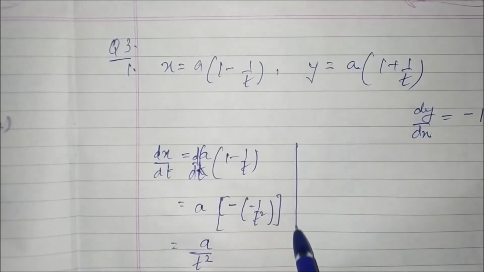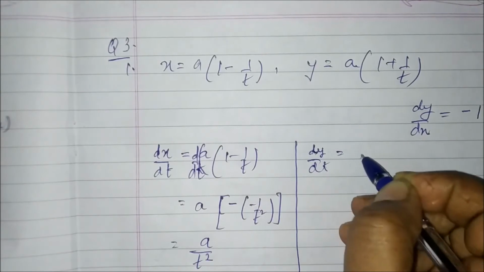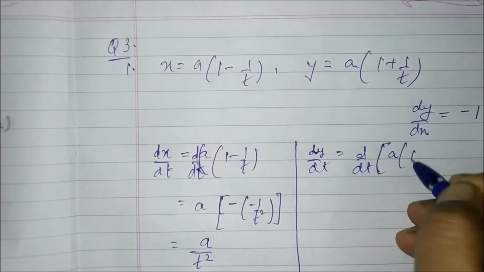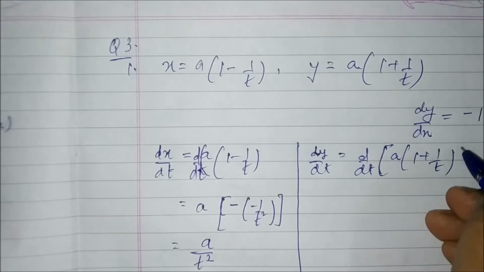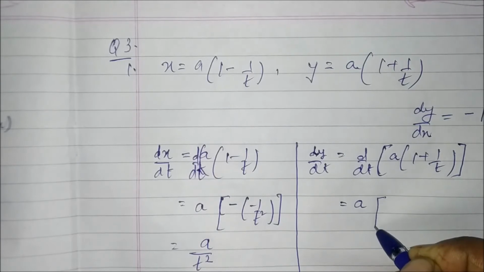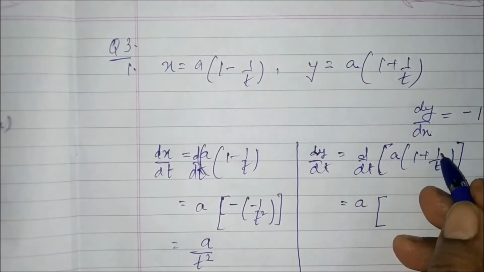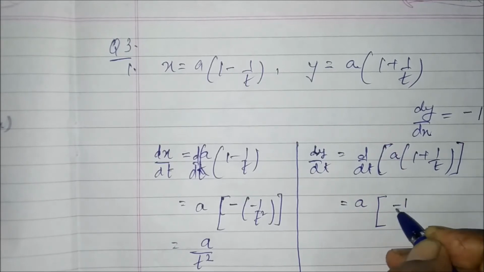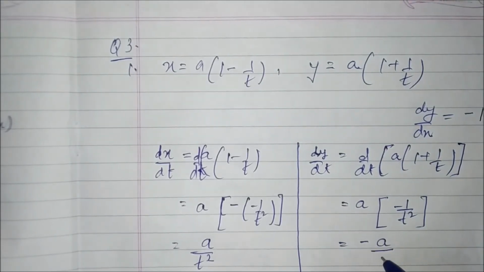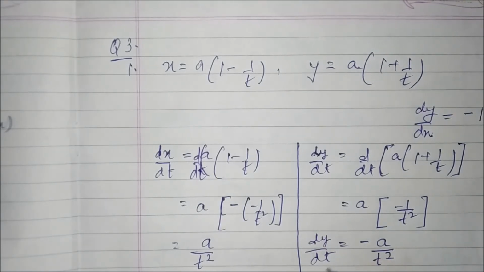Okay. Now we will find dy by dt. So d by dt of a into 1 plus 1 by t. So a is taken out. Derivative of 1 is 0 plus derivative of 1 by t is minus 1 by t square. So it will come minus a upon t square. This is dy by dt.